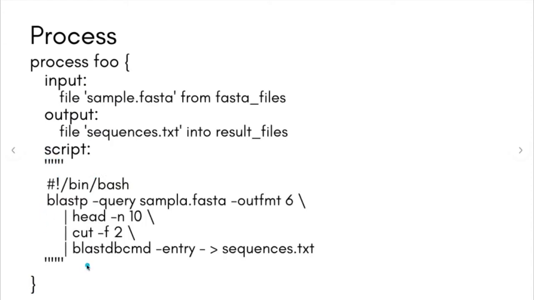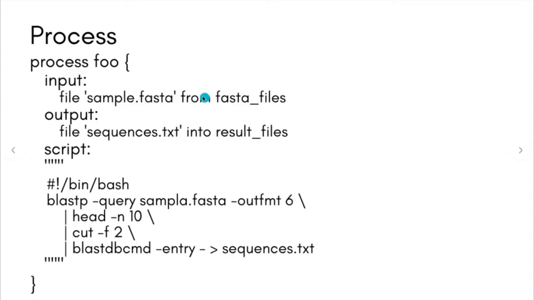And let's start learning how Nextflow works. To define a process, we need the name, in this case it is "foo". And then it is as easy as declaring input, output, and the script block of what we want to run. Here we have an example. As an input, we will take a file called sample.fasta. This will be an internal name. It's not external. Later I will explain how.